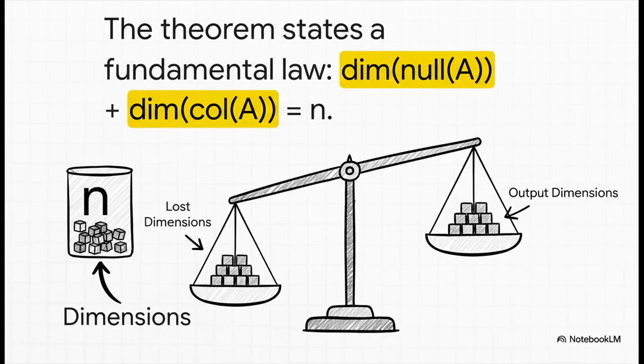And that is the fundamental law. The dimensions always have to add up. For our flattening example, our starting dimension, n, was 3. The output dimension, our rank, was 2. The lost dimension, our nullity, was 1. And what's 2 plus 1? It's 3. The books always balance. A transformation can stretch, and it can shrink, and it can rotate space, but it can't just create or destroy a dimension out of thin air.